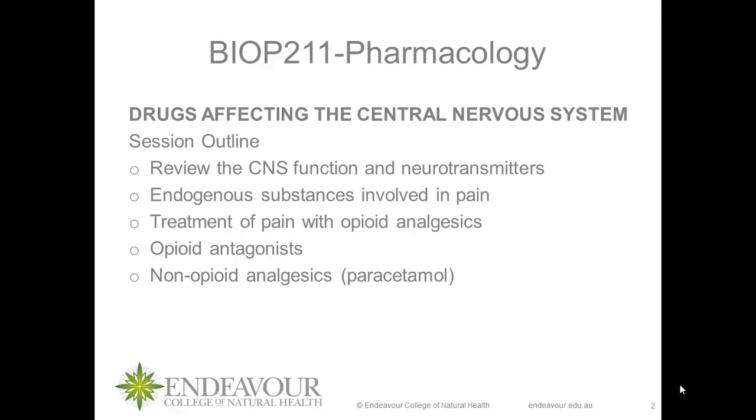Welcome to this session of pharmacology where we continue looking at drugs affecting the nervous system. Here we're particularly looking at drugs affecting the central nervous system, so we'll first review the CNS and neurotransmitters. We're going to be particularly interested in pain, pain perception, transmission or modulation of those signals. So we're going to look at the endogenous substances. Then we will consider treatment of pain with opioid analgesics.